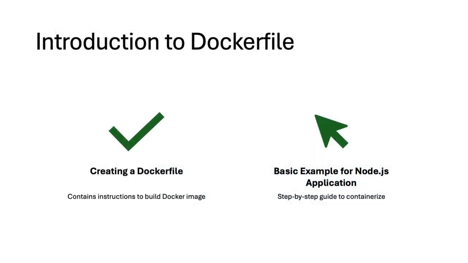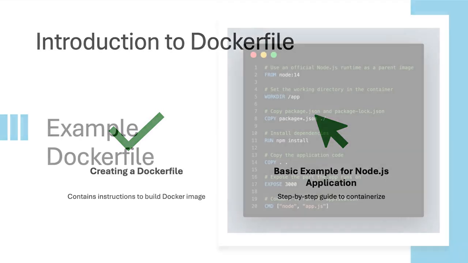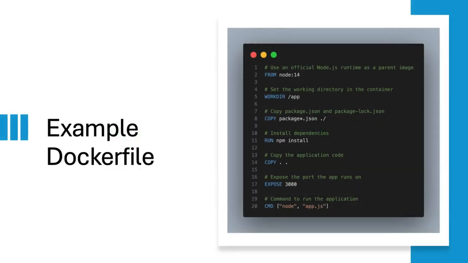To containerize a Node.js application, start by creating a Dockerfile. This file includes instructions on how to build the Docker image. Follow a basic example for a simple Node.js application. Here's an example of building and running a Docker container.